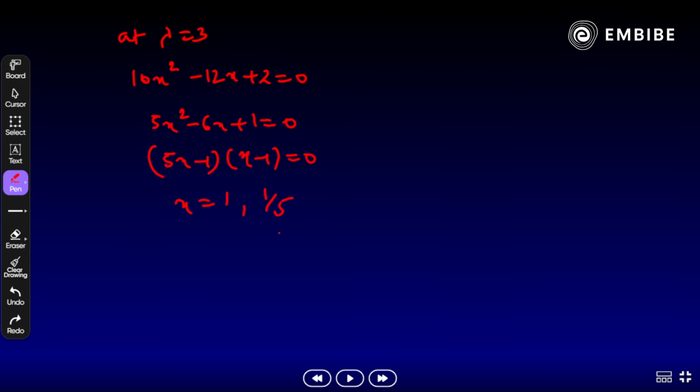Is it? Now 1 by 5 is 0 point something. Yes, 0.2. So can we say that exactly one root lies between 0 and 1 here? Is it? Yes. So lambda belongs to here, 1, 2, 3 here. Done? Yes.